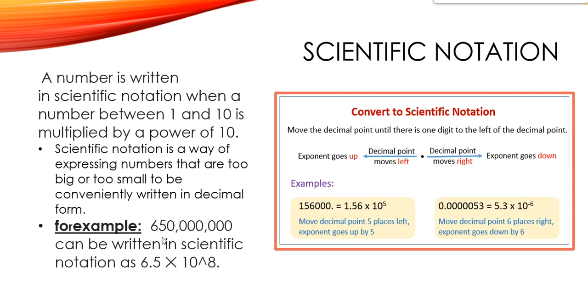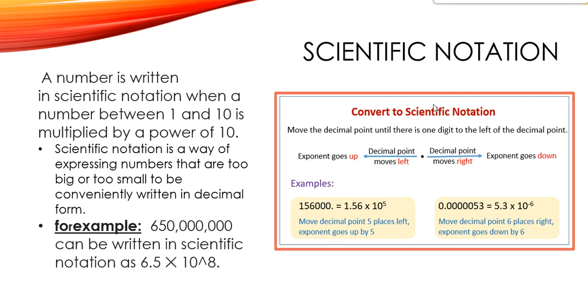Here is one example, like we can take from here 1, 2, 3, 4, 5, 6, 7, 8, 9. We can see that it is 6.5 times 10 to the power 8. The decimal point must come after one non-zero digit. And here we can see what to do when the exponent goes up and what to do when the exponent goes down. Goes down means minus and goes up means plus. Move the decimal point until there is one digit to the left of the decimal point.